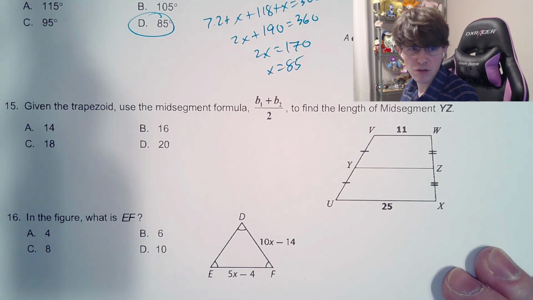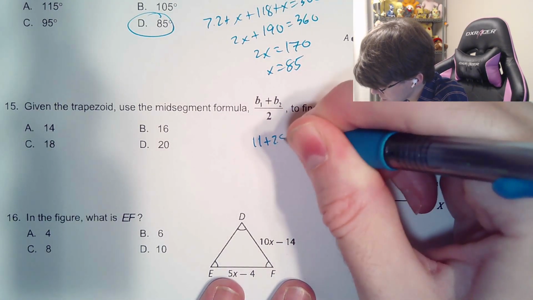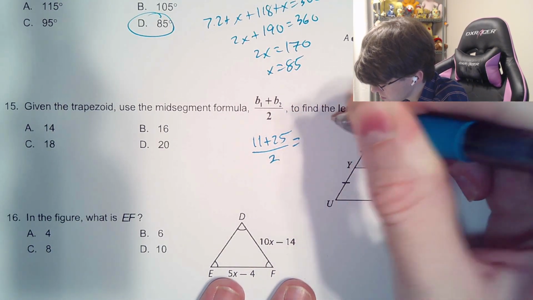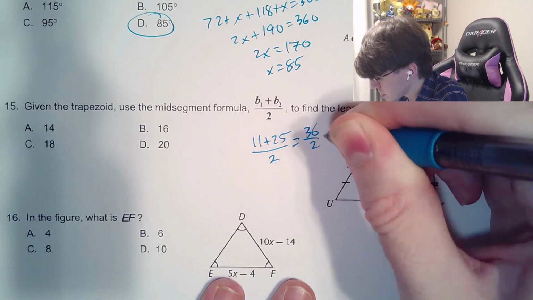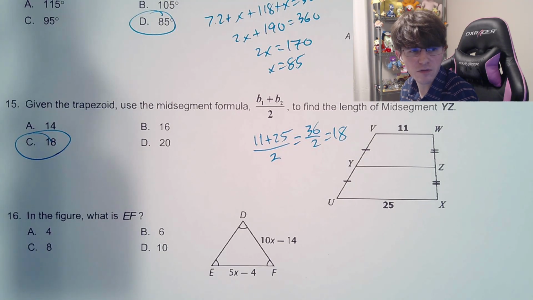Using our mid-segment formula, how do we find this? We're just going to add them up, divide by 2. 11 plus 25 divided by 2, that's going to be 36 divided by 2, that's going to give you 18. Again, you could use your fraction button on the calculator if you want.